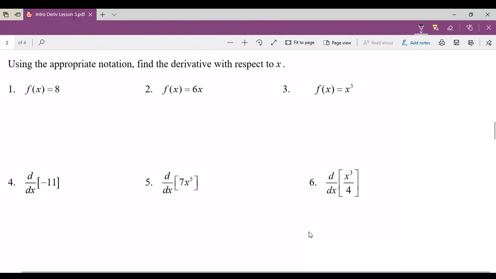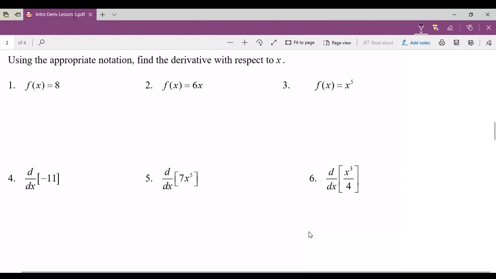So it says, using the appropriate notation, find the derivative with respect to x. So you'll see I kind of jump around with the different notations here. So you have f of x equals 8, so I'm going to use prime notation for this first row. So what would the derivative be? All right, what do you think it would be? Hopefully you're saying 0. Why? Because this is a constant function, and the derivative of a constant is 0. If I was to graph this, it'd be a horizontal line, and the slope's going to be 0 at any point x.